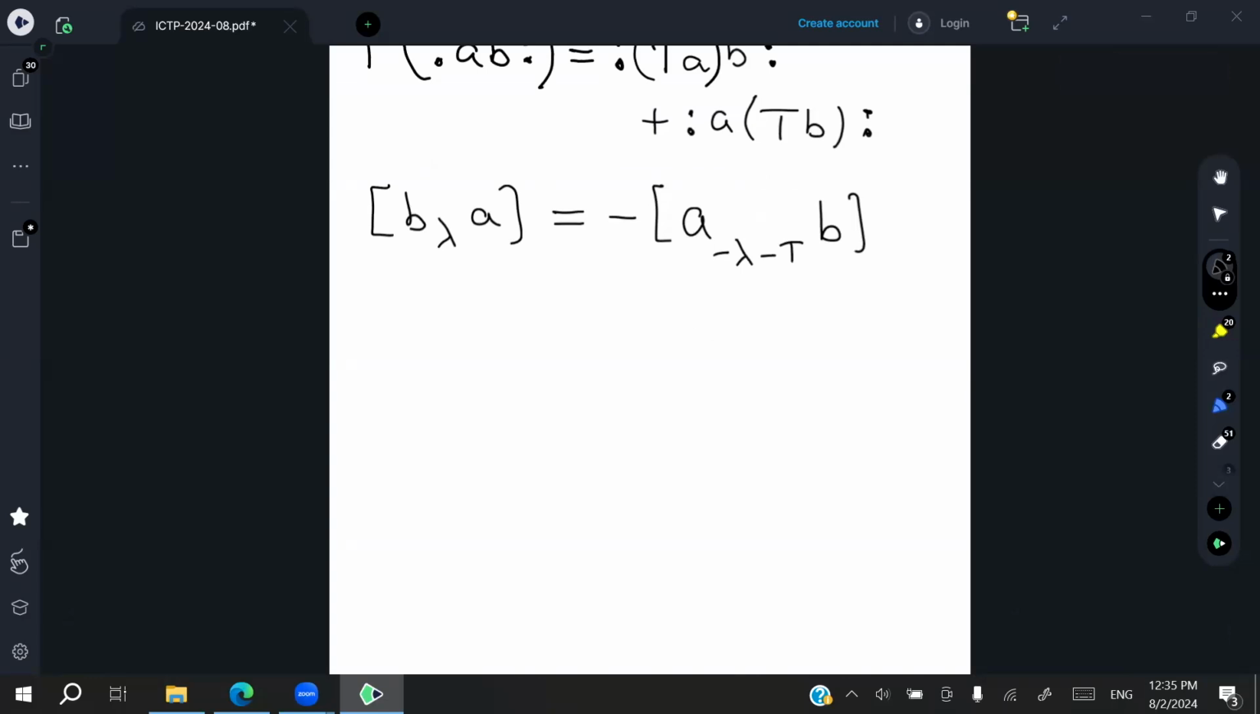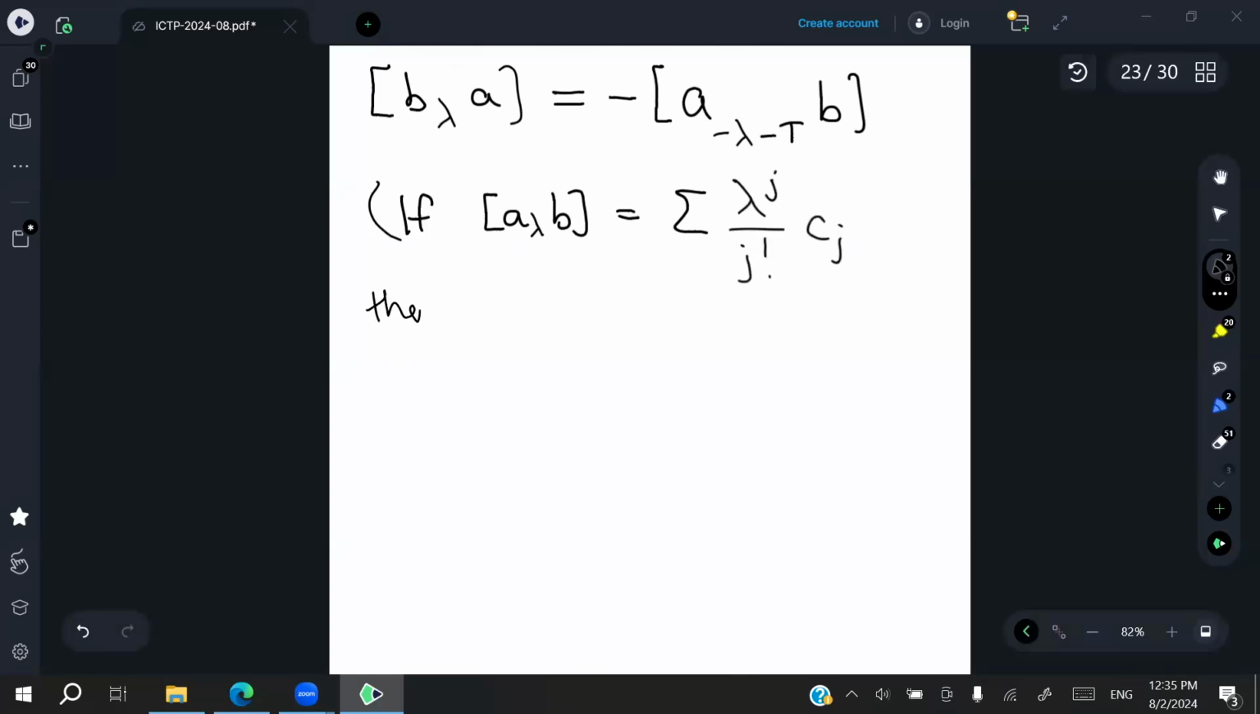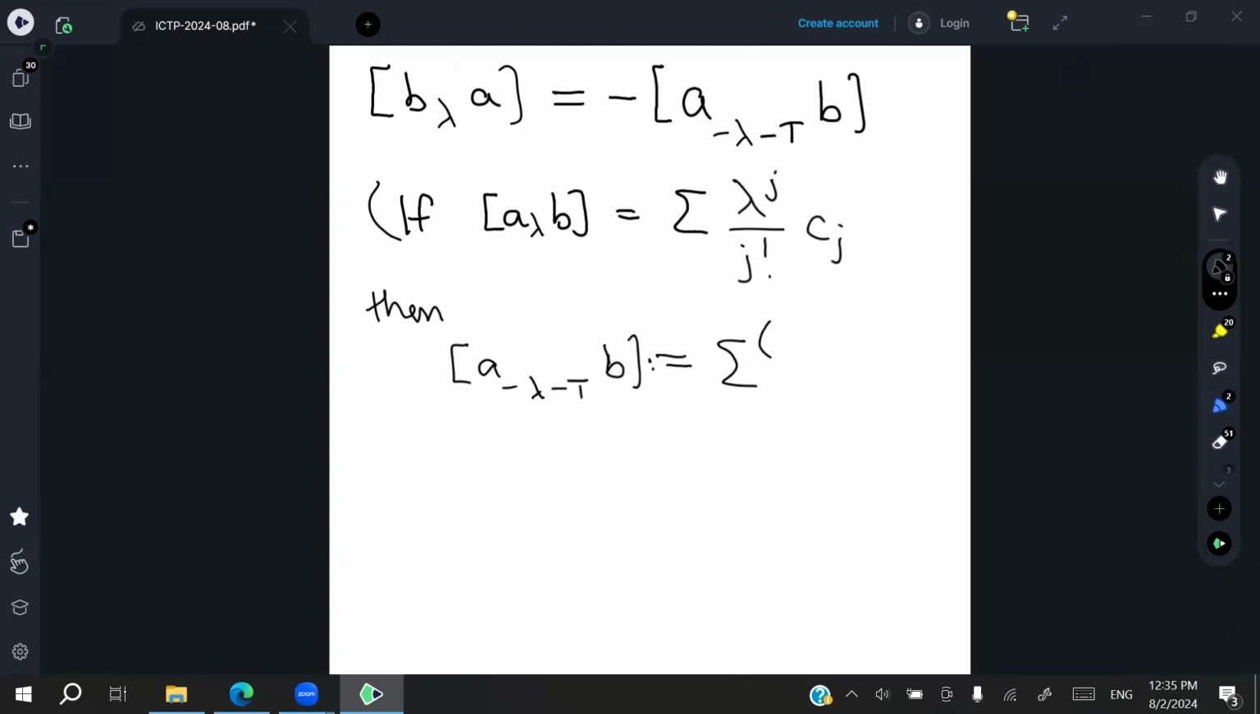So this probably needs a little bit of explanation in terms of interpretation. What this is: if A lambda B is a sum of lambda^j over j factorial Cj, then when I write minus lambda minus T, B, by definition, I mean the sum of minus lambda minus T to the power j over j factorial Cj.